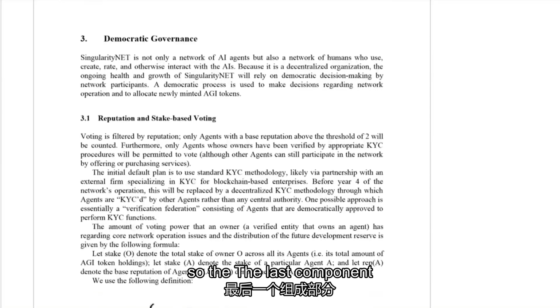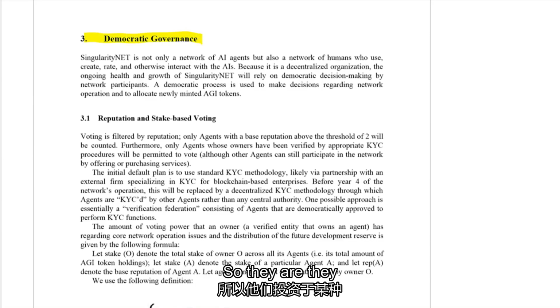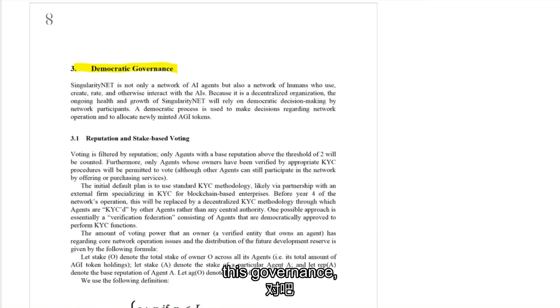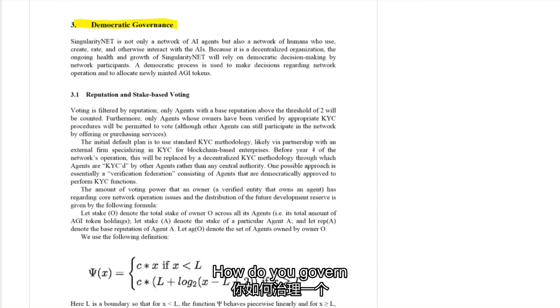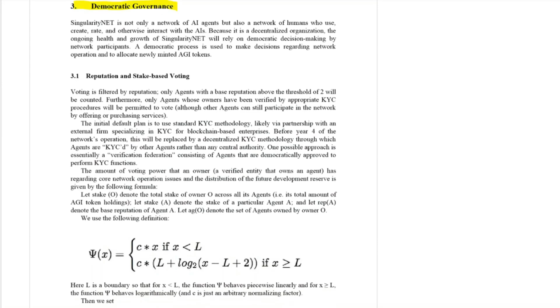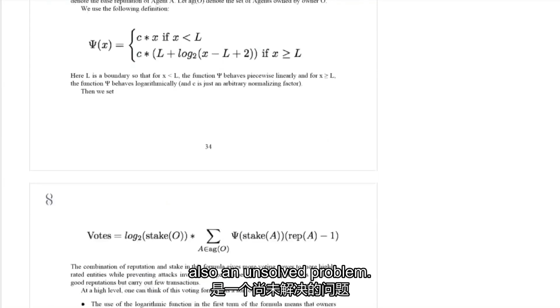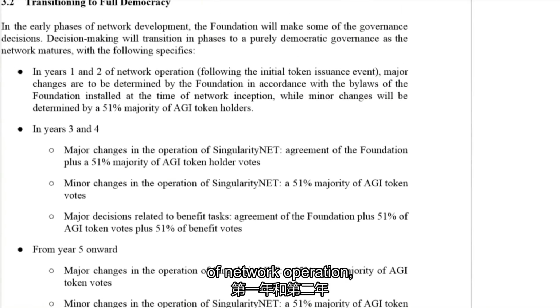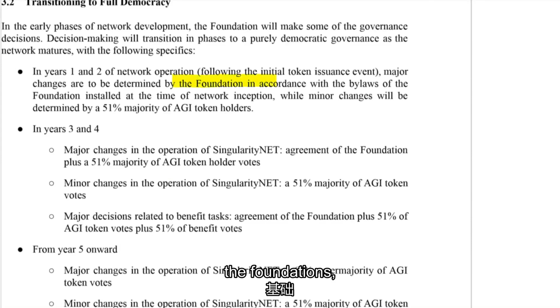So the last component here is democratic governance. So they are invested in sort of making this a community effort. And one thing is this governance, right? How do you govern a decentralized organization? And that is also an unsolved problem. They do it in multiple stages. So they say, okay, in years 1 and 2 of network operation, basically the foundation decides any major changes. So the foundation is the maker of the network.